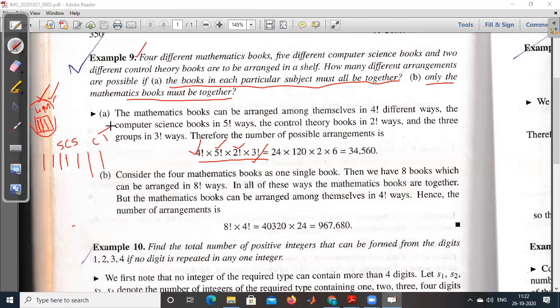Okay. See now how many groups are there? So the entire set of math books is one group. Okay. These are individual books, individual groups. So one, two, three, four, five, six, seven, and this entire set is one, eight. So 8 factorial. And internally these can be arranged in 4 factorial ways. So 8 factorial into 4 factorial, that is equal to this much.